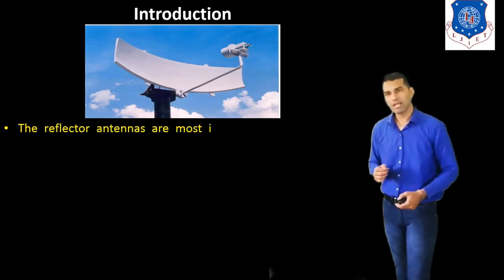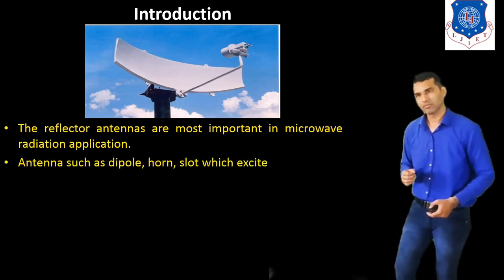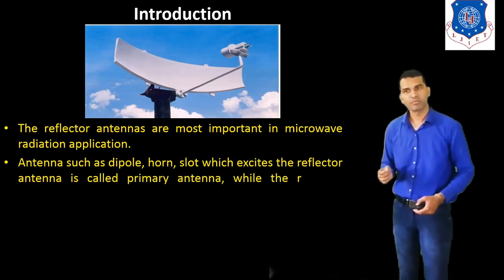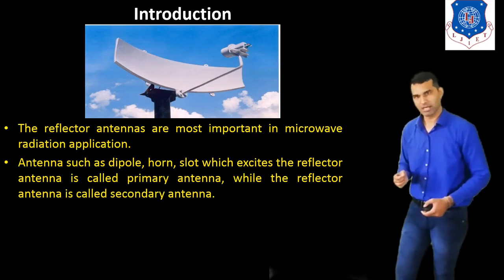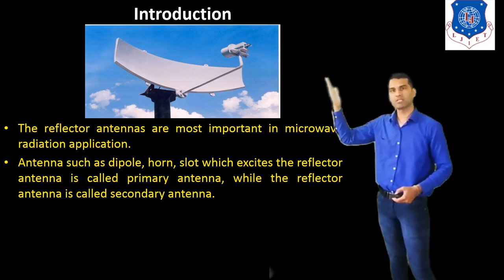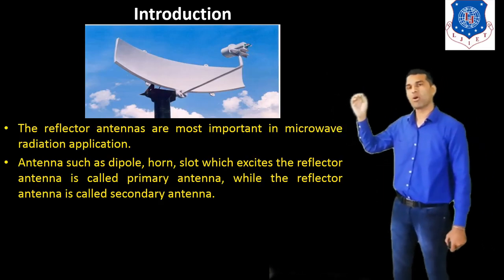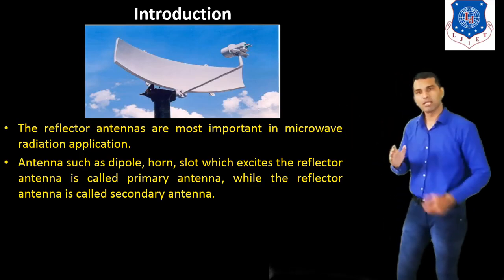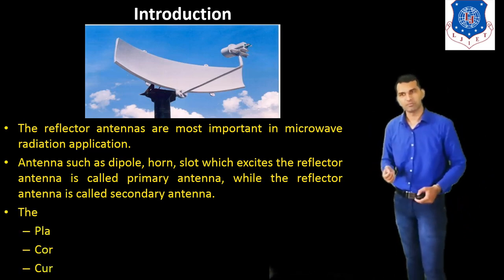Reflector antennas are most important in microwave radiation applications. Antennas such as dipole, horn, and slot, which excite the reflector antenna, are called the primary antenna. Here in this figure, we see the reflector on the backward side, and on the front side we have the antenna. This is a simple horn type of antenna. This antenna is known as the primary antenna, while the reflector we have seen in the figure is called a secondary antenna.